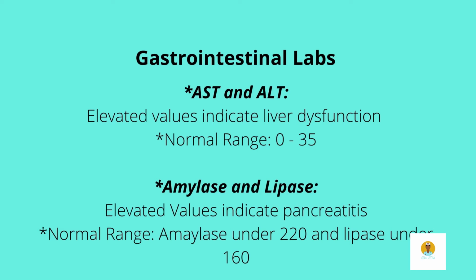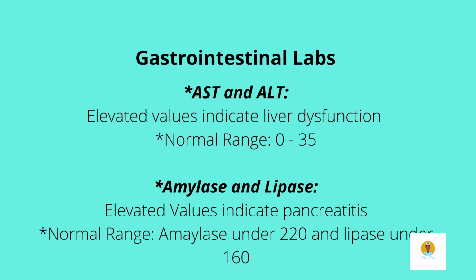So labs. Some GI labs that we need to know are the AST and the ALT levels, the range is normally between 0 to 35. So if these values are elevated, this is an indication of liver dysfunction. Amylase and lipase. So with amylase, we normally see the value is under 220, and with lipase the level is under 160. If lipase and amylase are elevated, it will be indicative of pancreatitis.